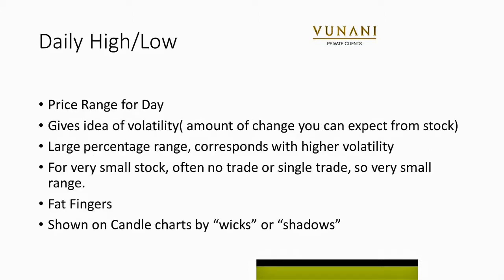Next, we have the high and low for the day. This is self-explanatory. It's the price range for the day, the highest and lowest price of a particular share. But what's important about this indicator is it gives you an idea of the volatility of the share. Volatility is how much it moves about. How much change can you expect from the particular stock? If you see a share that's worth 100 rands going up and down 10 rands in the day, it generally corresponds to a higher level of volatility. A 100 rand share that goes up maybe 50 or 60 cents a day, you'd think that's a lower level of volatility.